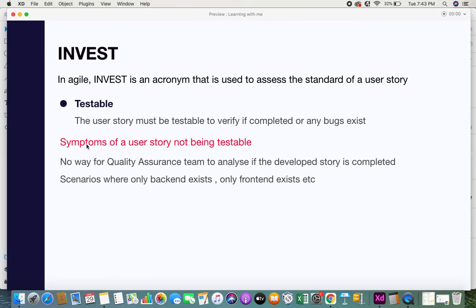And the last one, T, stands for testable. So the user story must be testable to verify if it's completed or any bugs exist. The symptoms of a user story not being testable: one is there's no way for the quality assurance team to analyze if the developed story is completed. There might be some scenarios where back end is done, front end is not done, or vice versa. I've seen scenarios where there are some user stories that are technical and do not provide any value to the customer. Okay, that's one scenario.